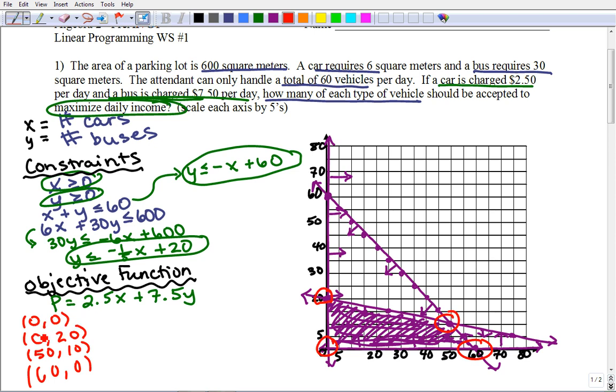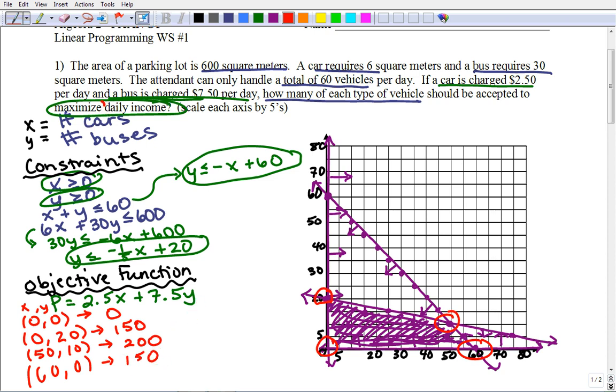So now these are just a list of x and y values, x comma y values. So we'll just plug those x values and y values in one at a time for each pair into our function. So when we plug in 0 for x and 0 for y, p will equal 0. When we plug in 0 for x and 20 for y, we'll get 150. We plug in 50 for x and 10 for y, we'll get 200. And then when we plug in 60 for x and 0 for y, we'll get 150 again.